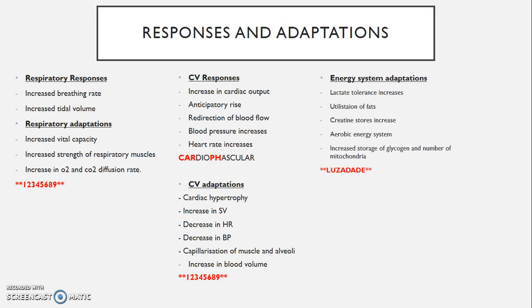Finally, the energy system adaptations. You've got lactate tolerance increases, utilization of fat, creatine store increases, aerobic energy system, increased storage of glycogen, the number of mitochondria. The way you remember that is Lucozade.